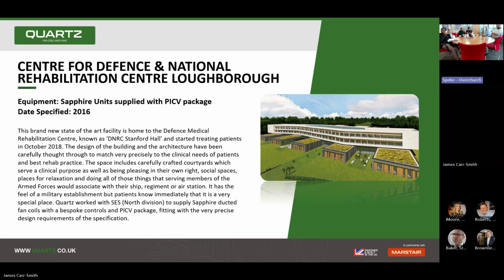One of my favourite case studies, this was down in the Midlands, in Loughborough. This is again Sapphire units, PICV and controls packages, and that's for what was known as DNRC, the Defence National Rehabilitation Centre, which was for mentally and physically injured personnel, and is a mixture of living quarters and rehabilitation centre.